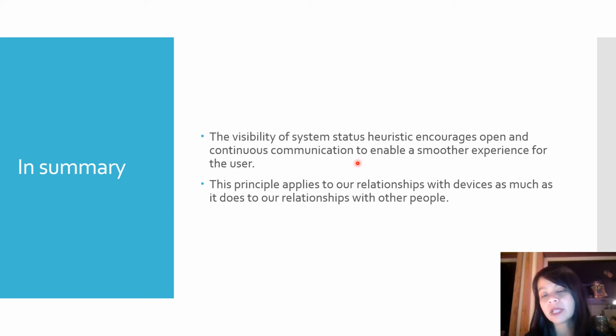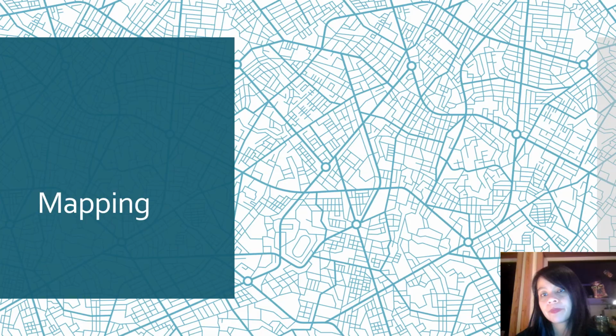It applies to our relationship with devices, just like it applies to our relationships with other people. We want to know what is happening. We want to know where we're going, where we are, what is happening. Okay, we expect that in the real world, and we expect that when we're interacting with our devices.